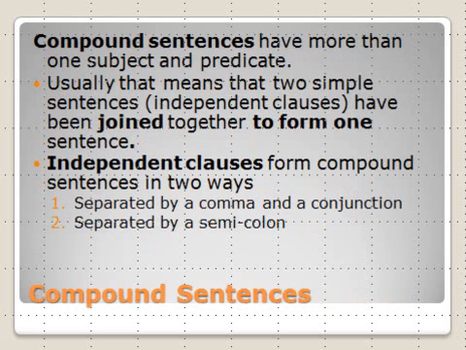While simple sentences have one subject and predicate, one set of subjects and predicates, compound sentences have two sets of subjects and predicates. That happens because two independent clauses have been joined together. We join them in two ways. We can join them using a comma and a conjunction, a coordinating conjunction specifically, or we can join them with a semicolon. I'll show you some of those coordinating conjunctions in the next slide.